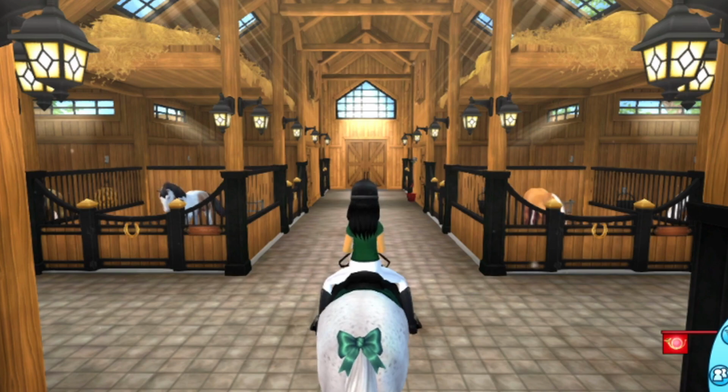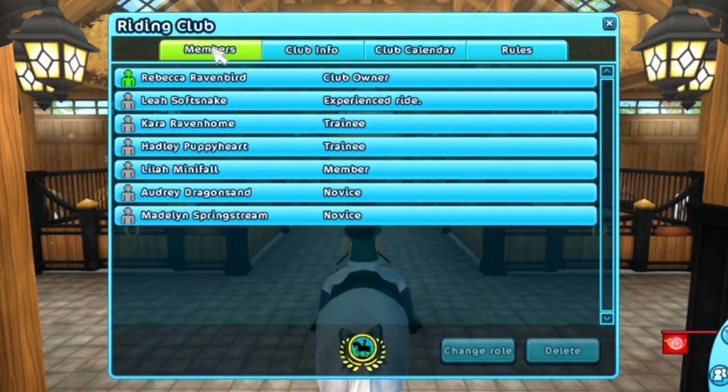Today we're going to be talking about the club information tabs here. So basically this is going to be a tutorial on how to read and navigate each of these tabs so you can be a successful club member. So on this first tab here with the members, we're going to go over the different ranks here.